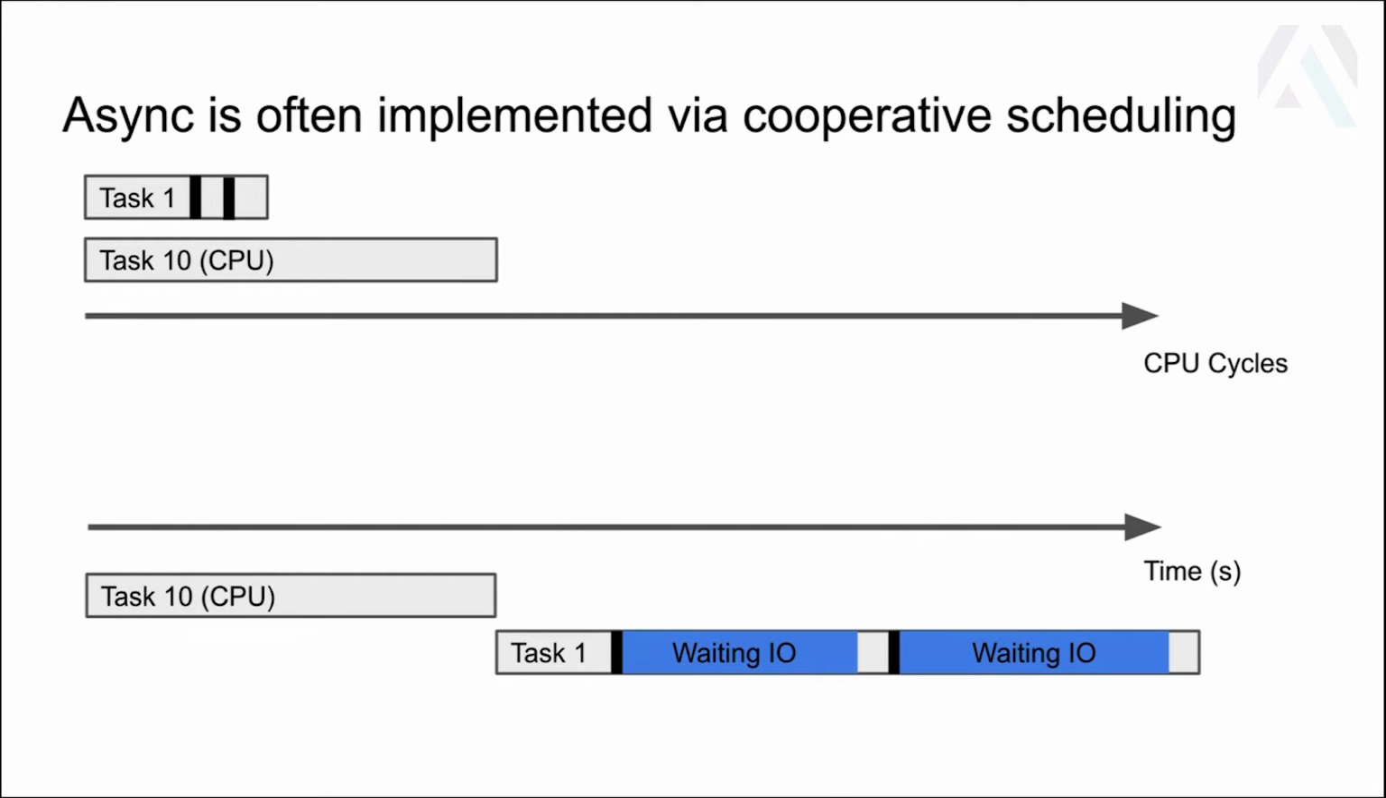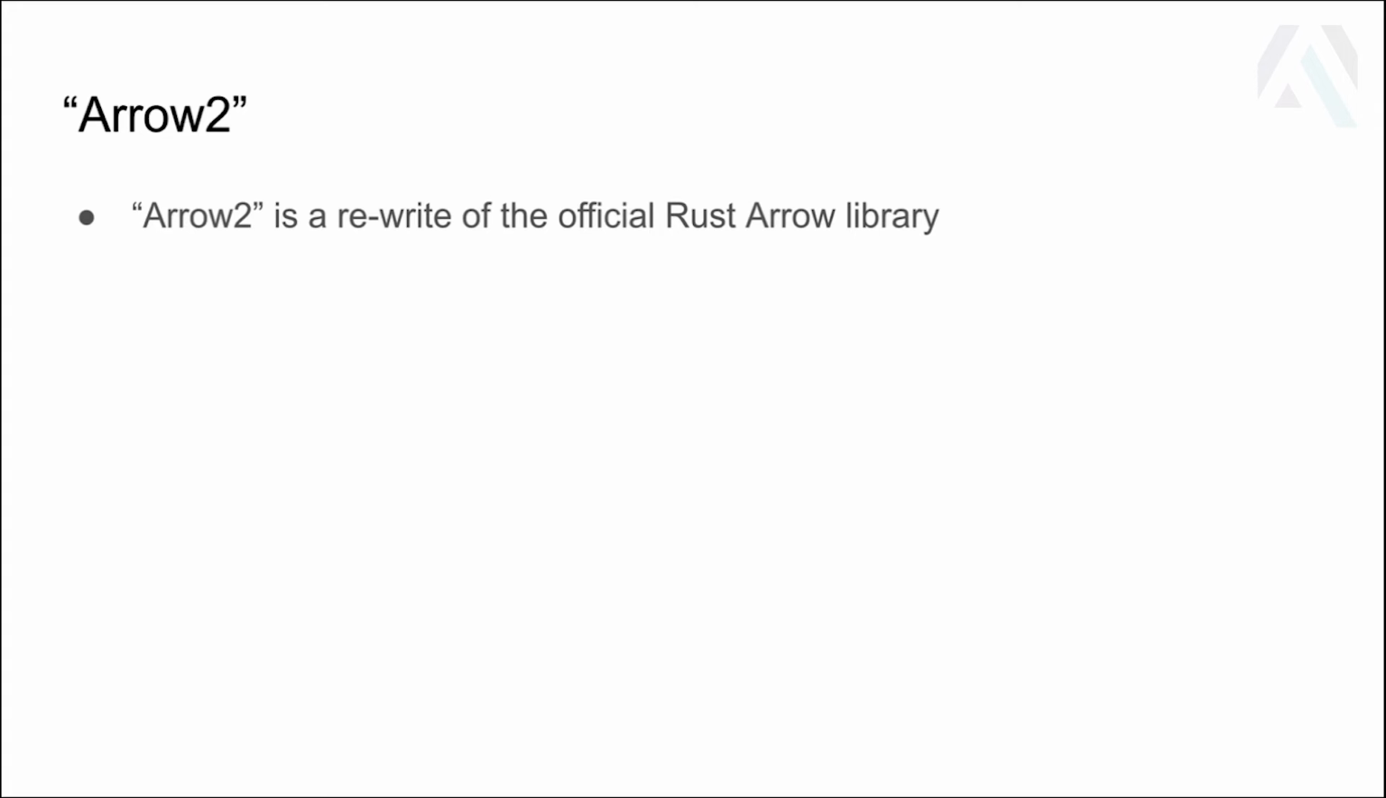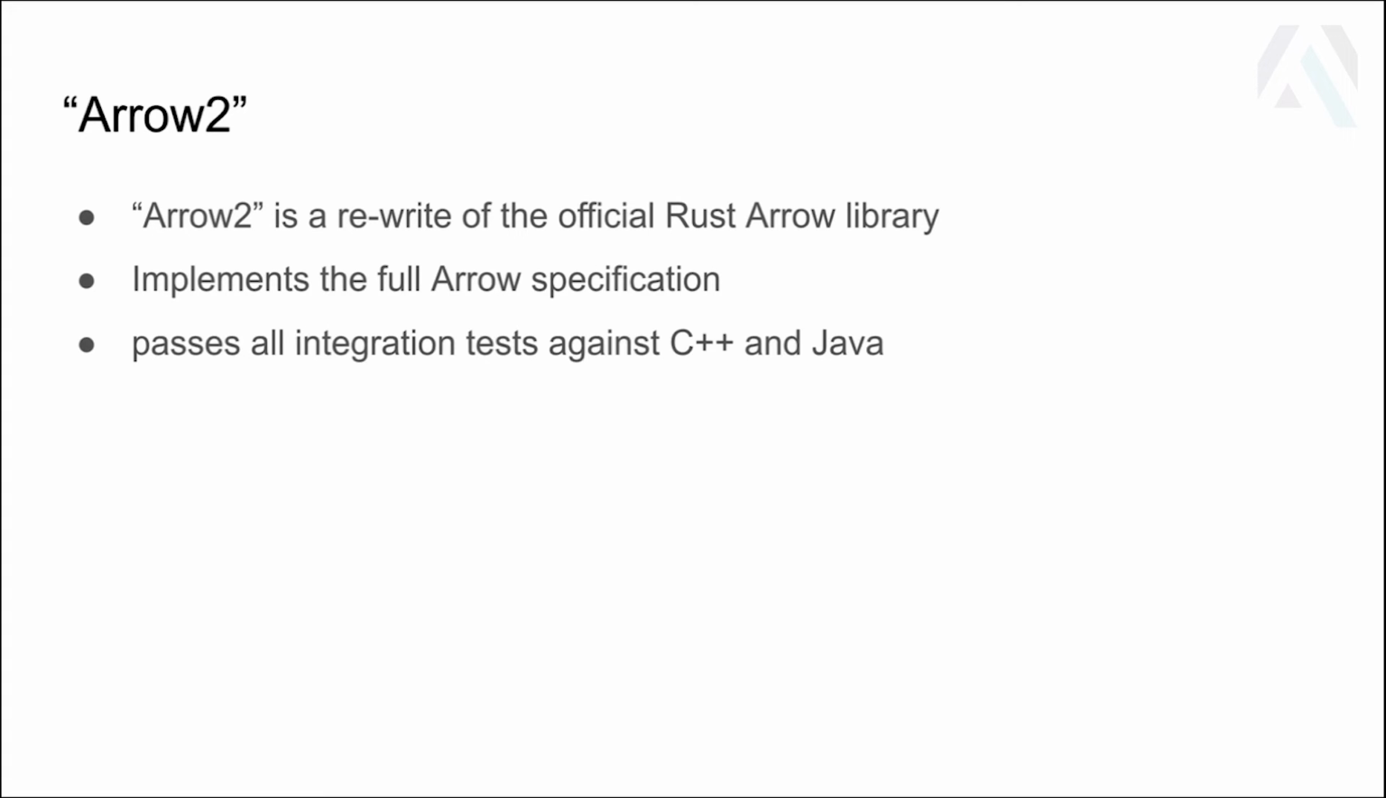Now, going back to the design. So Arrow2, as I mentioned, I rewrote a large part, or essentially the whole library, the Rust bindings of Arrow, into a separate repository and a separate execution model. And Arrow2 is a rewrite of the official Arrow. It implements the full Arrow specification, so it's just the Arrow specification, and it passes all integration tests against C++ and Java, so it's complete in this sense.